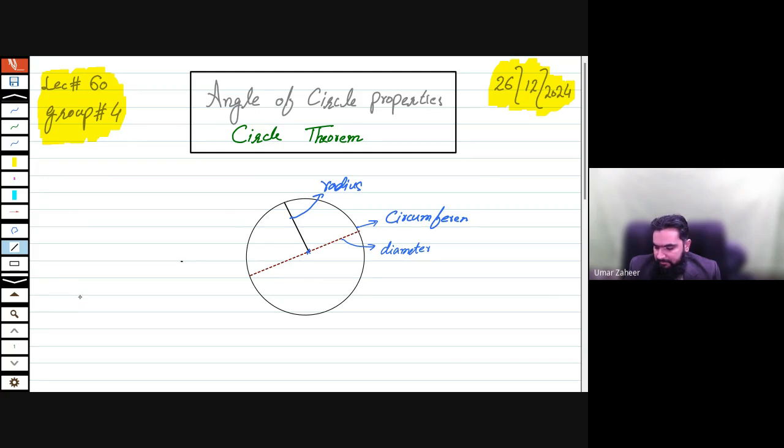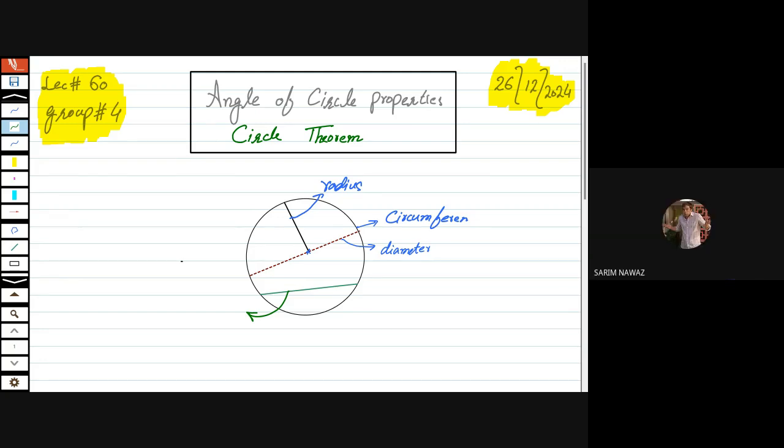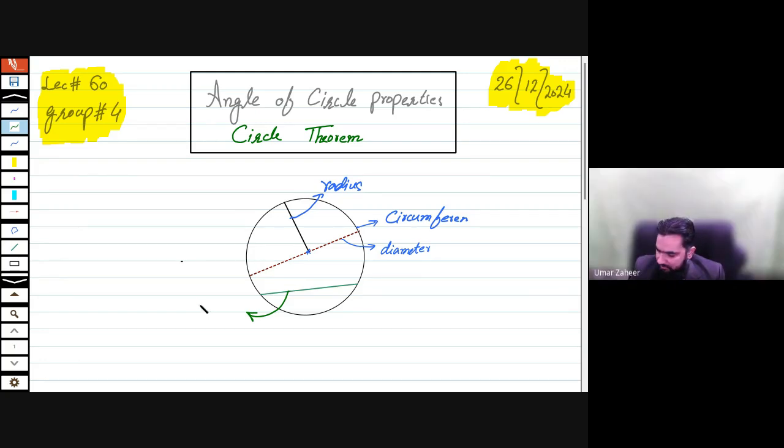All right. A line that starts from the circumference and ends at the circumference but does not pass through the center. That is known as a chord.